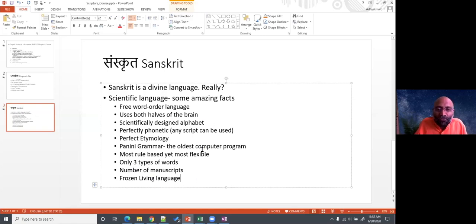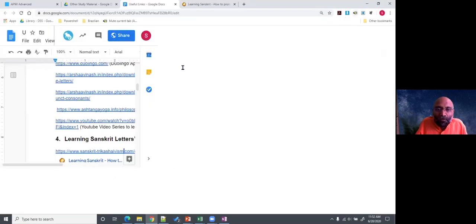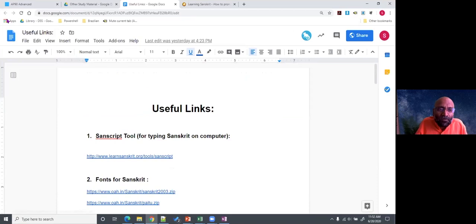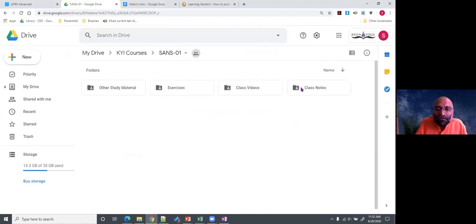So just to give you a glimpse of what Sanskrit looks like, because we would be using Sanskrit grammatical analysis. And as I showed you earlier, if you are interested, we have the resources. You could go to those resources and learn some Sanskrit for yourself. So here is the course, which has all the videos, class notes, exercises, and other study materials. It is available on the same link.